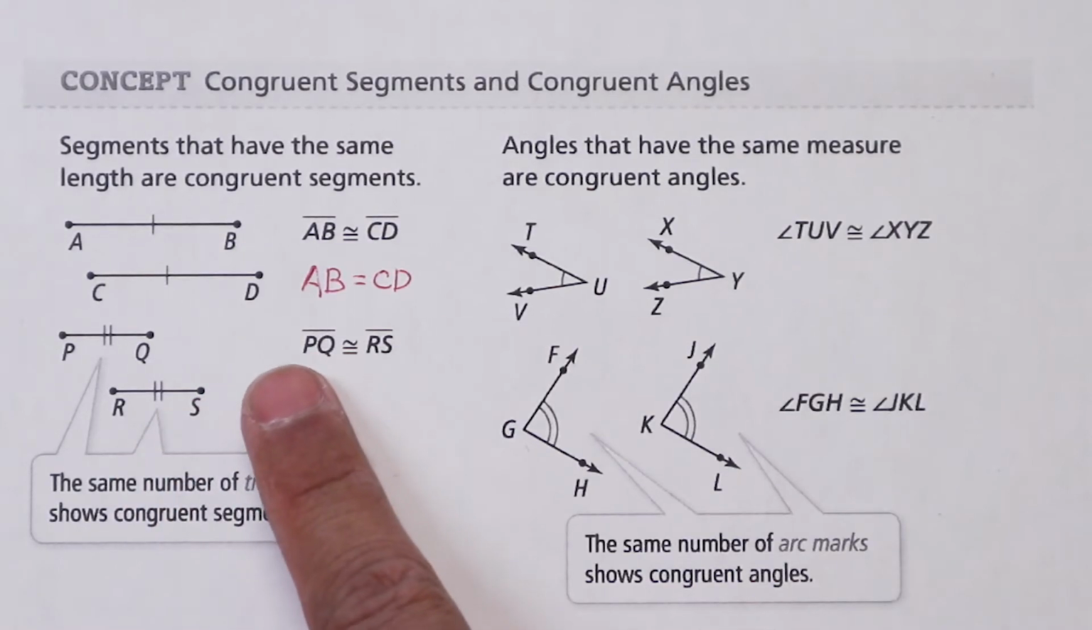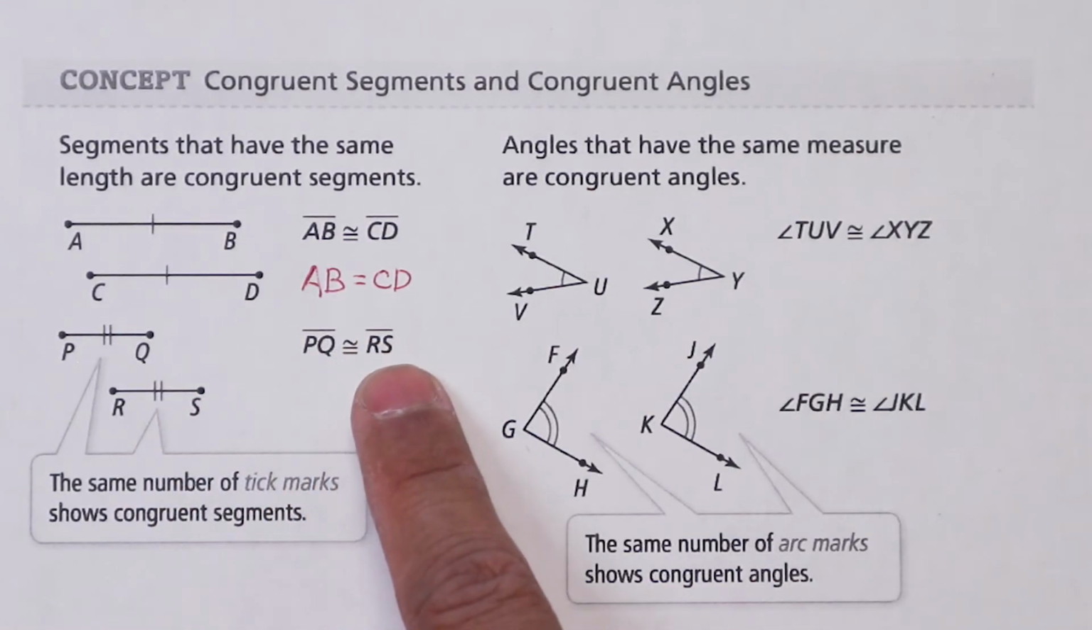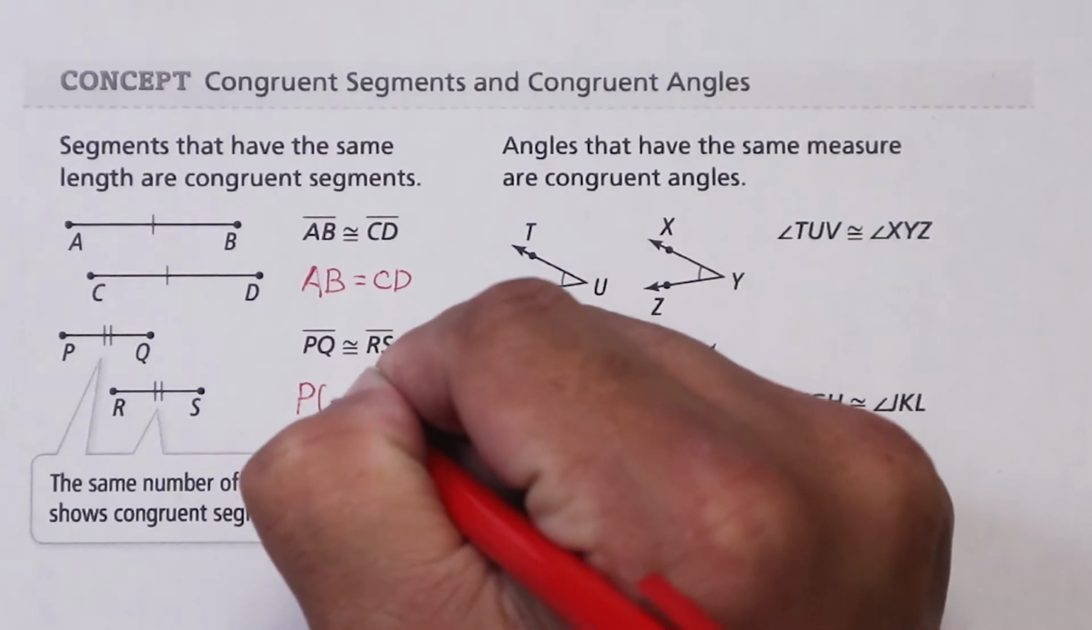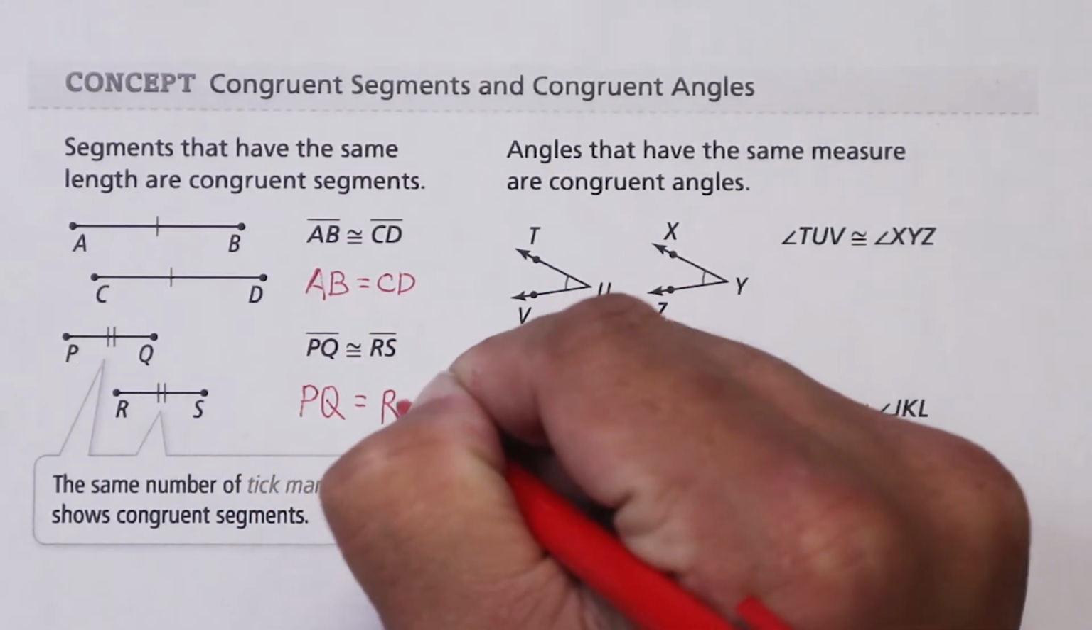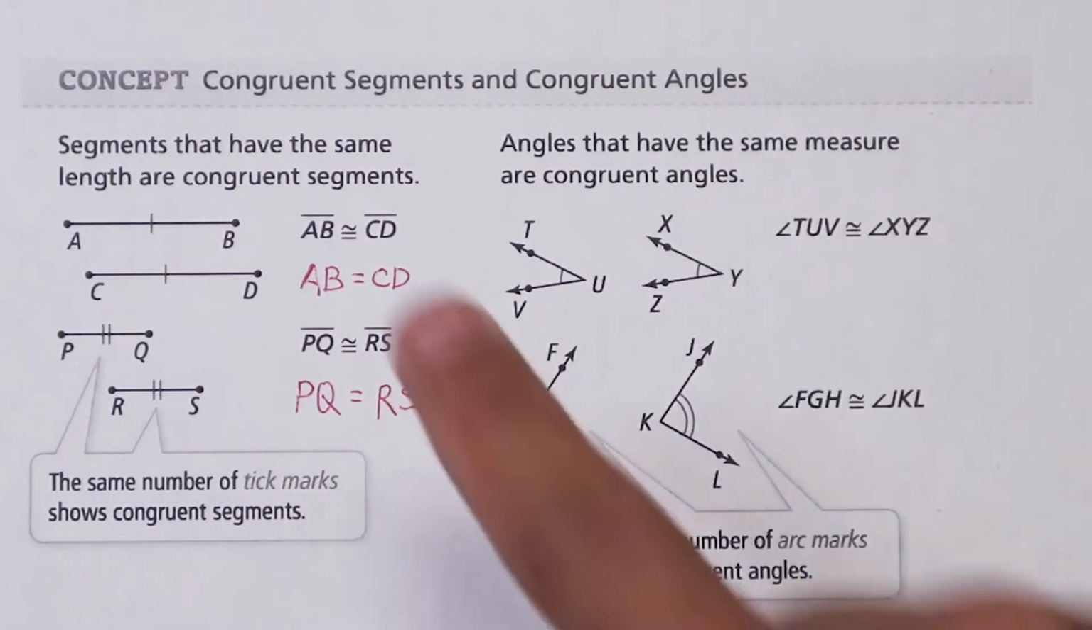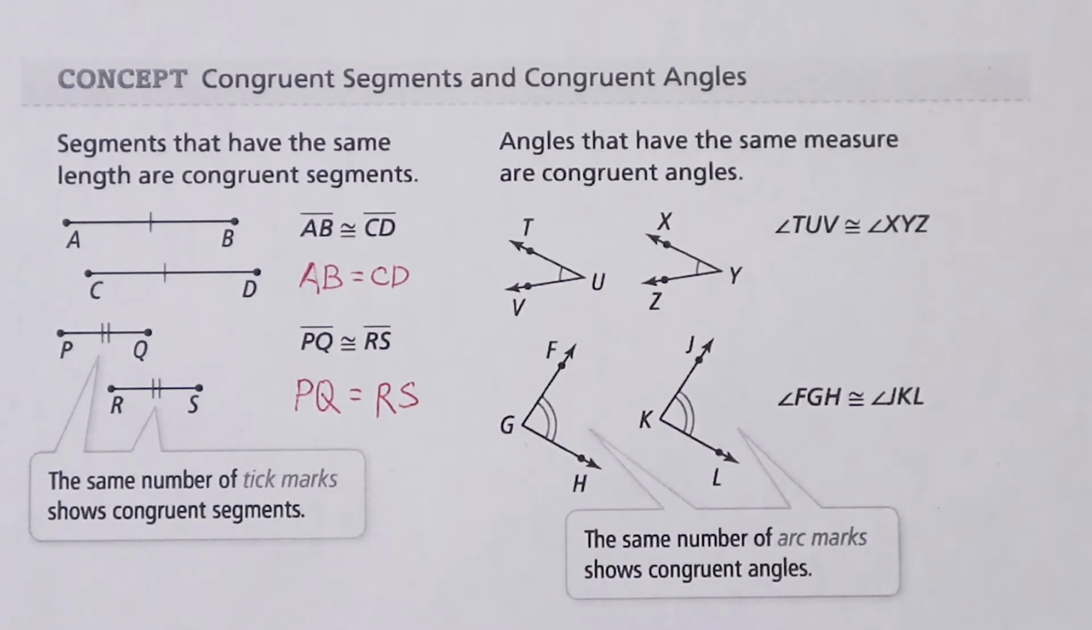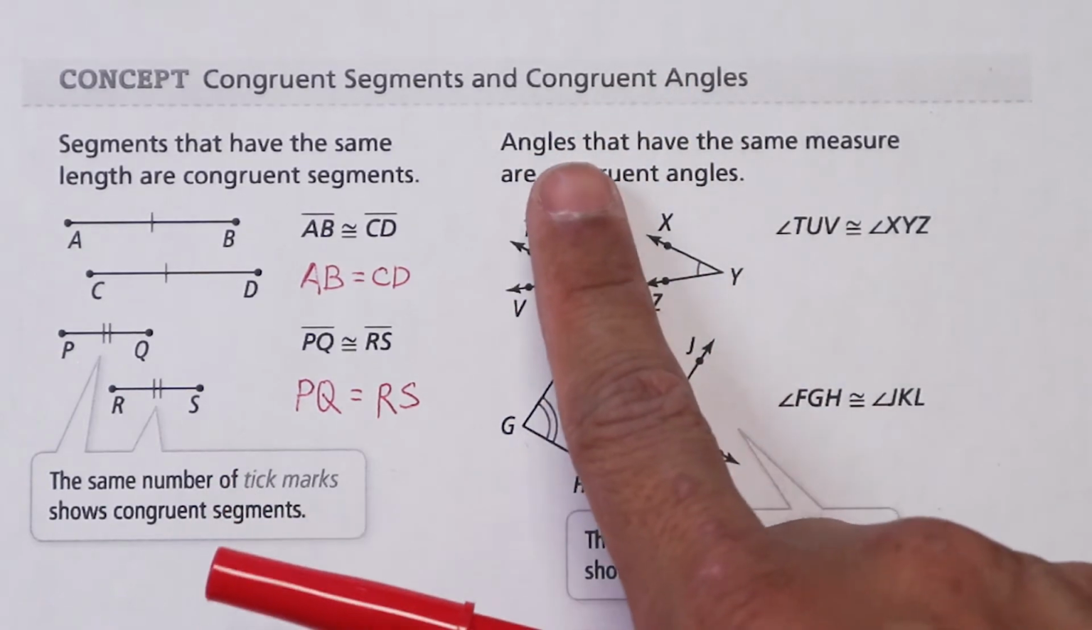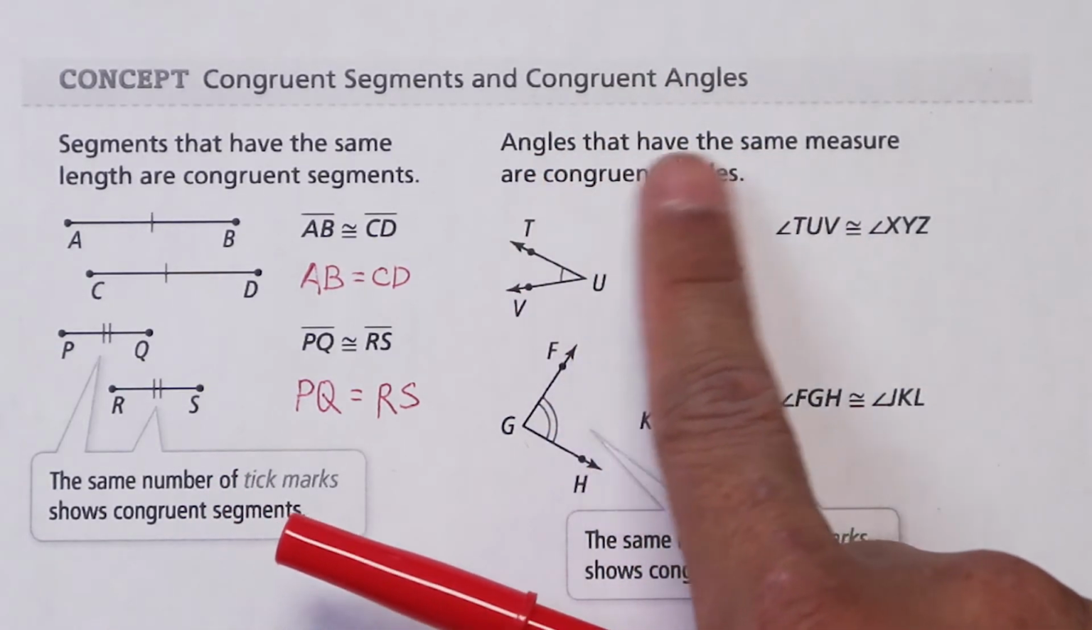So here we're going to say segment PQ is congruent to segment RS because the length of PQ is equal to the length of RS, right? So there's a difference between these notations, okay? Likewise for angles, angles that have the same measures are congruent angles.